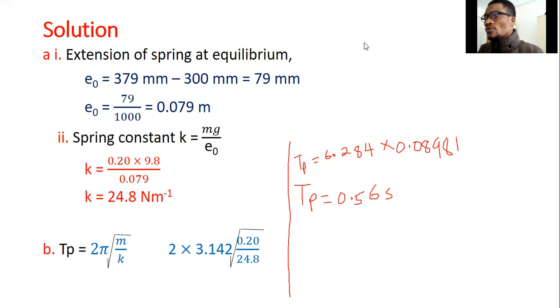Some questions will require you to put your answer in standard form. So this is in 2 decimal places. So when you're asked to do that in standard form, it's going to be 56 times 10 raised to the power of -2 seconds. So in standard form, this is our time. Hope this is clear.